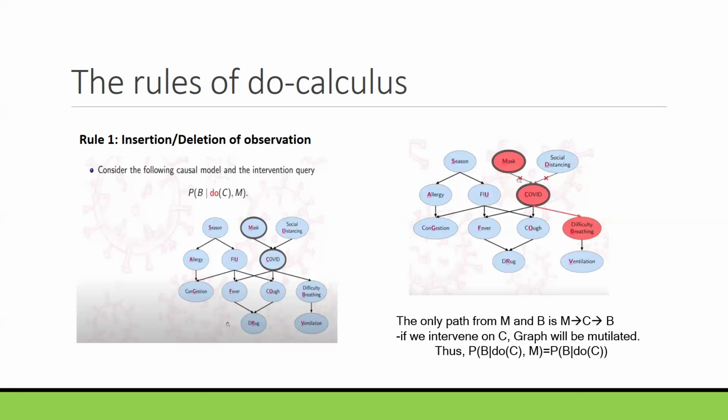So the probability of difficulty breathing, depending on whether we intervene to let someone acquire COVID or not, is equivalent to the probability of having COVID without adjusting for F. So we can delete or remove this variable when we model.